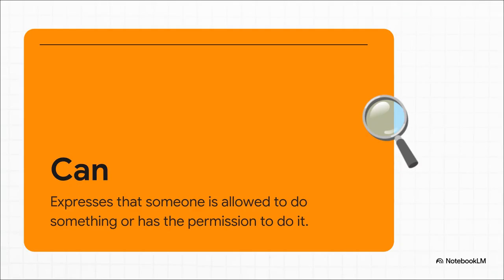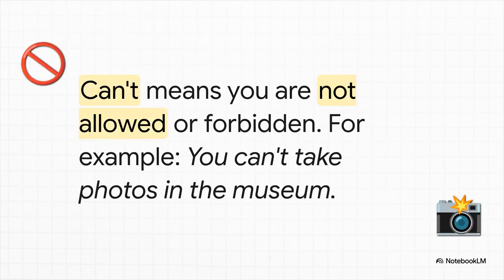All right, this one is nice and easy. Can is all about permission. It's for saying something is okay or for asking if something's okay. When you ask, can I borrow your pen please? You're asking for permission. When a friend says, you can use my car, they're giving you permission. See? Simple. And of course, the opposite is can't. It just means you are not allowed to do something. You can't take photos in the museum. It's forbidden. It's a clear rule. But this little word leads us directly to the single biggest point of confusion for pretty much everyone learning English.